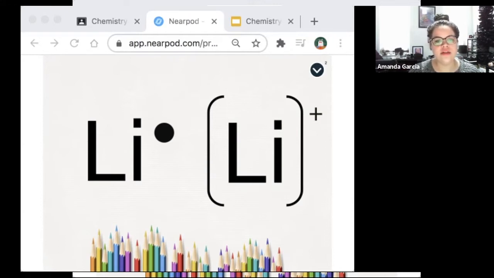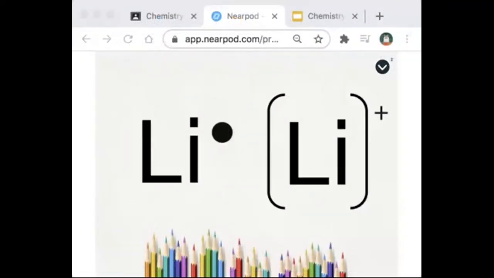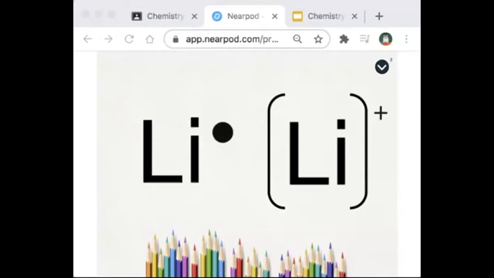A lot of you said the dot here represents the valence electrons. And so how do we know that this one used to have a dot next to it? What on the second diagram tells us there used to be a dot? You can either type in the chat. Go ahead. There's a plus charge in the top right corner. And what does a plus charge mean? Go ahead. It means they lost an electron.